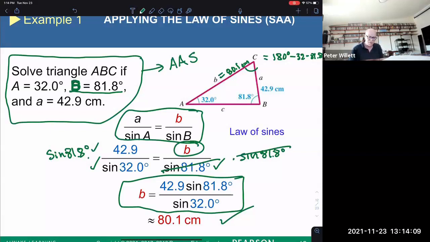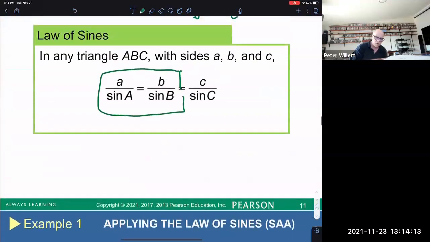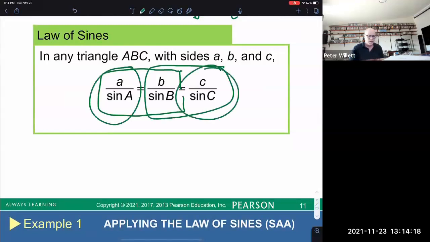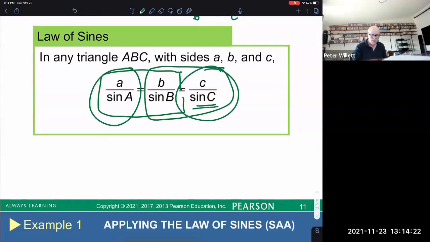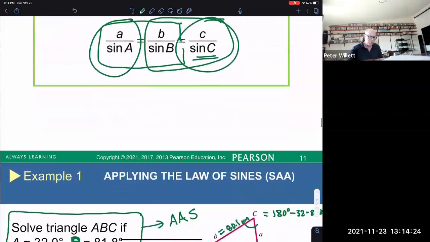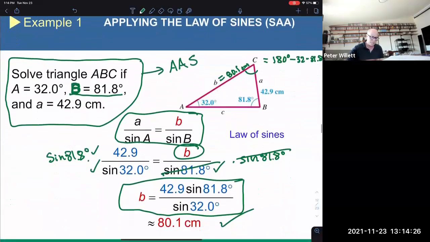And then if I know angle C, I can then use maybe the B's and the C's or the A's and the C's. Once I know angle C here, I can then find out side C the same way that we just found out side B. So let's see if they do that on the next slide.